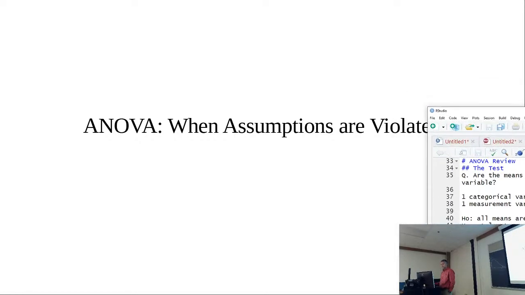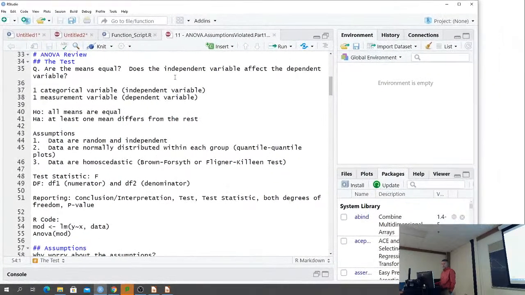Alright, so when assumptions are violated. Quick review on Anova. Hopefully we don't need it, but Anova is used when we have this question of are the means equal, or does some variable have an effect on the dependent variable? And our variables are categorical, so that's our grouping level, and then we have some sort of measurement variable. The null hypothesis of an Anova is that all means are equal. The alternate is that at least one mean differs from the rest.